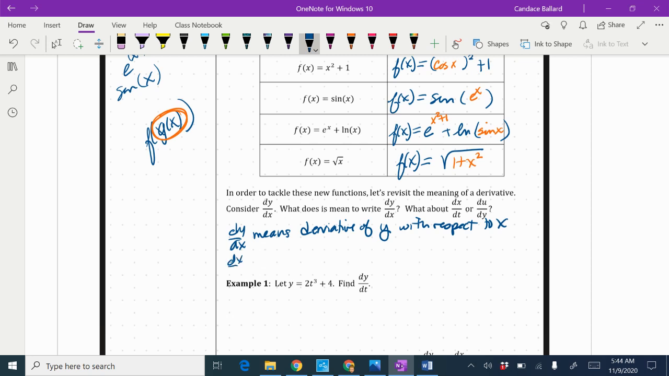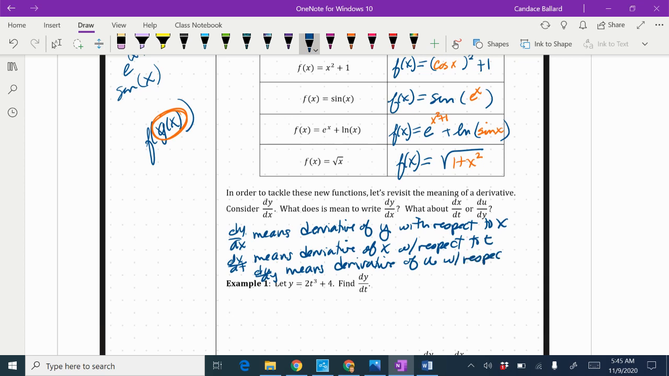So dx dt means the derivative of x with respect to t. So the x is acting kind of like the y did, and the t is acting like the x did. And then finally, du dy means the derivative of u with respect to y.